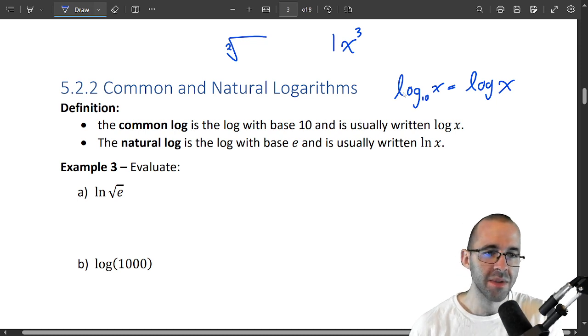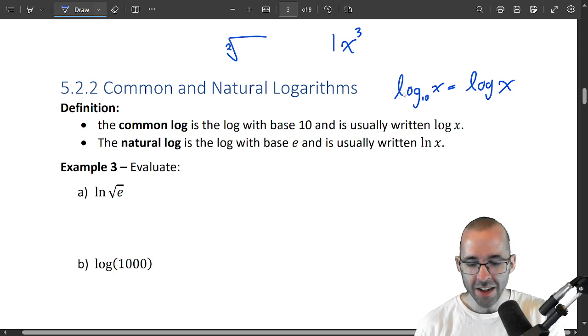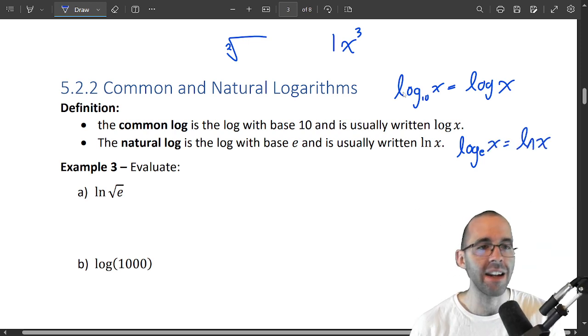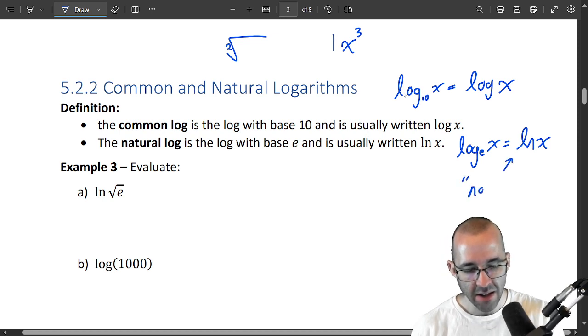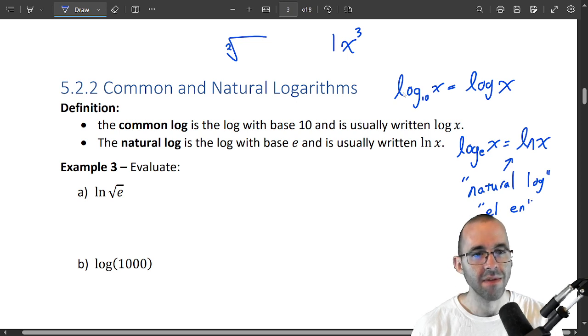Not all math books agree on this, but this is common, no pun intended. The natural log is also very common. The natural log is log base e. So again, log base e of some number means the exact same thing as the natural log of that number. We say natural log, and sometimes we just say ln. There we go. So e, again, being Euler's number from the last section.